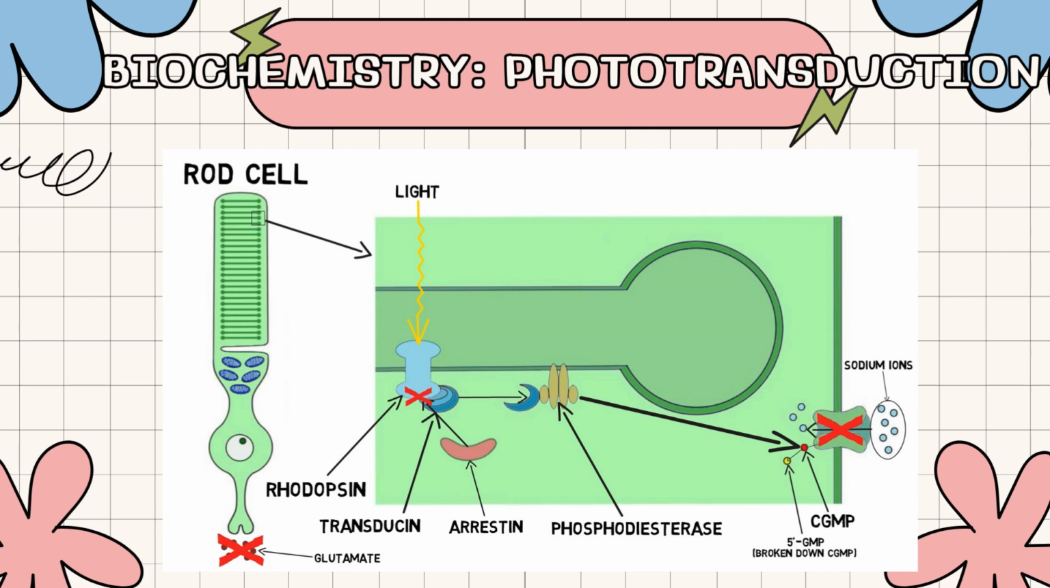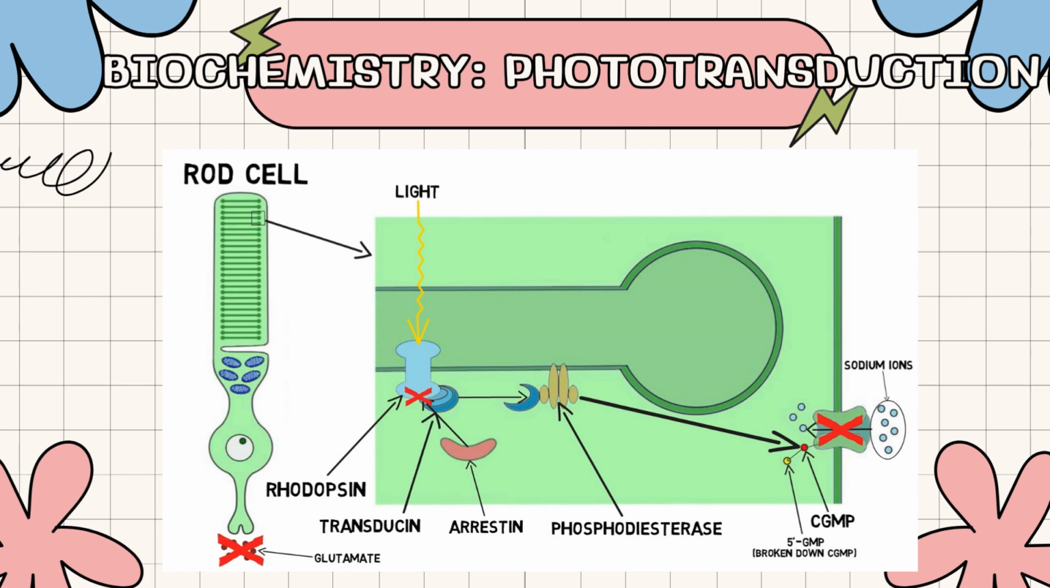When the rod cell absorbs light, the opsin is activated. It then will change to transducin and activate the phosphodiesterase. The phosphodiesterase will break down the cGMP, which will cause the closing of ion channel. And it also causes the hyperpolarization of cell due to the continuous efflux of potassium ion. This will cause the release of glutamate to decrease, which then will give signal that light stimulus is present.